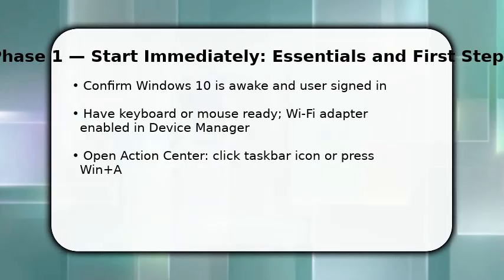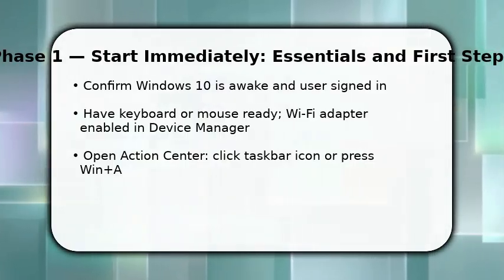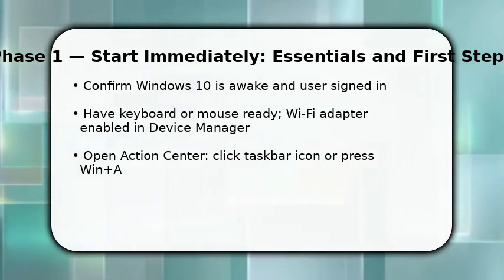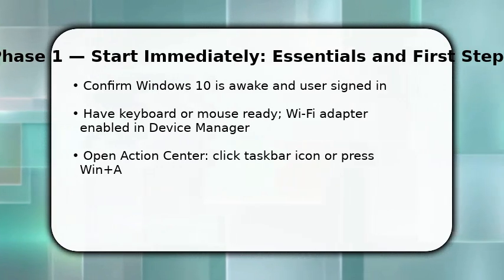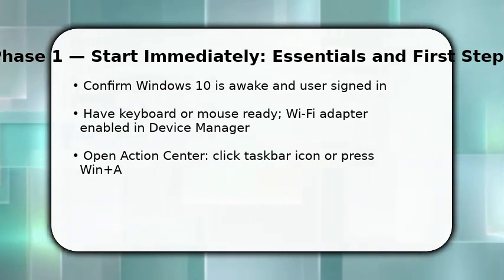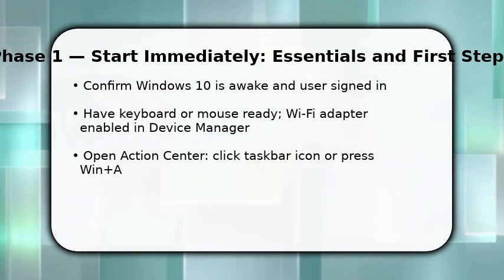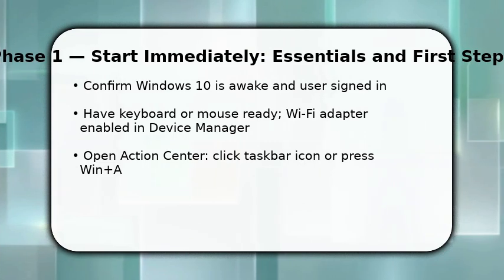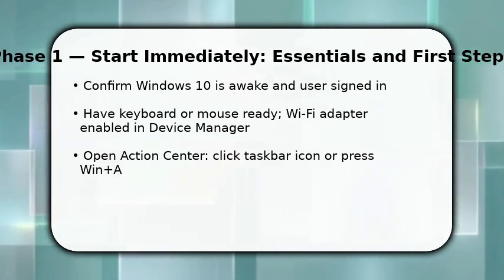You start by confirming the basics. You're signed into Windows 10 and the machine is responsive. Once done, make sure your Wi-Fi adapter isn't disabled in Device Manager. This prevents hidden issues. Now open the Action Center by clicking the notification icon at the right end of the taskbar or press Win+O on the keyboard.